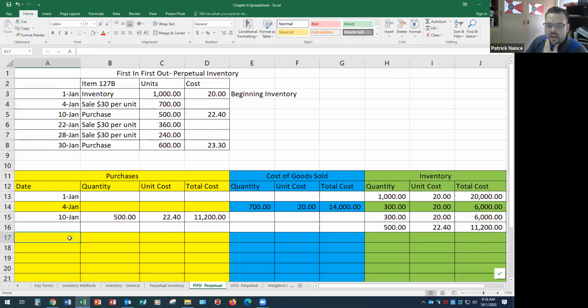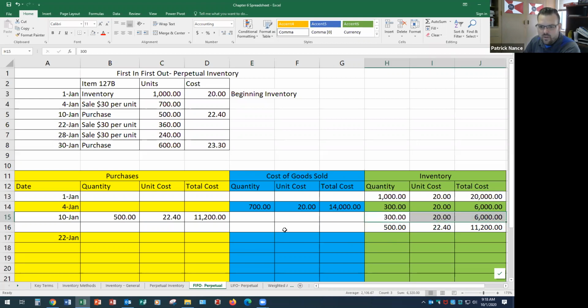So how does that work? Well, luckily we've got one here on January 22nd. January 22nd, I have a sale of 360 units. So I'm using FIFO, first in, first out. So the first ones I bought were these 1,000, which is now this layer here, a total of 300 left. The problem is I don't have 360 of them. I have 300. So I'm going to sell all of that layer first, $20 per unit, the cost. So the first in, first out, those are the first ones I sell.